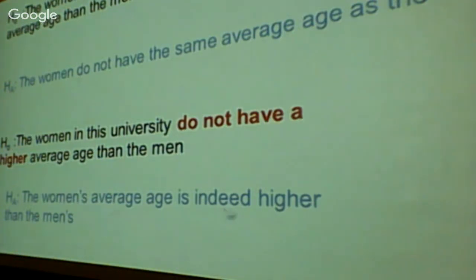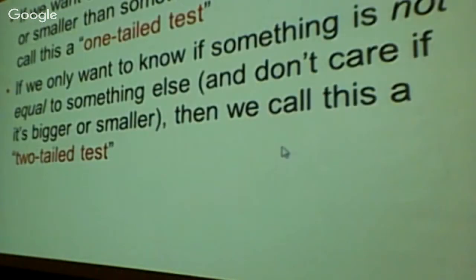I care that it's higher than the men's, not lower, higher. So obviously this one has more opportunities to confirm this hypothesis, because I'll accept cases in which they're all less than the men's. Whereas this one, all I care about is that they're not exactly the same as the men's. Right? So how does that play into our statistics?